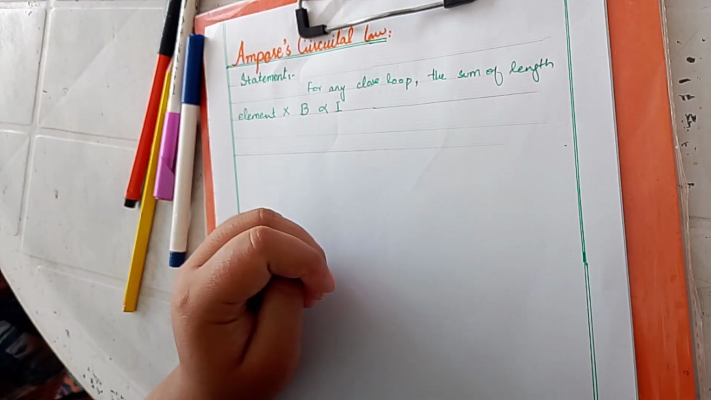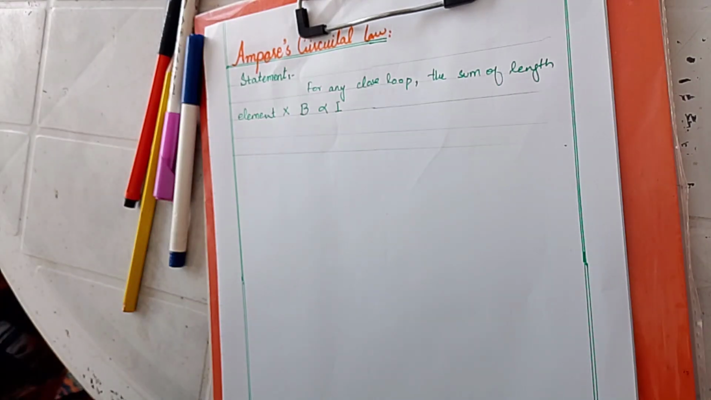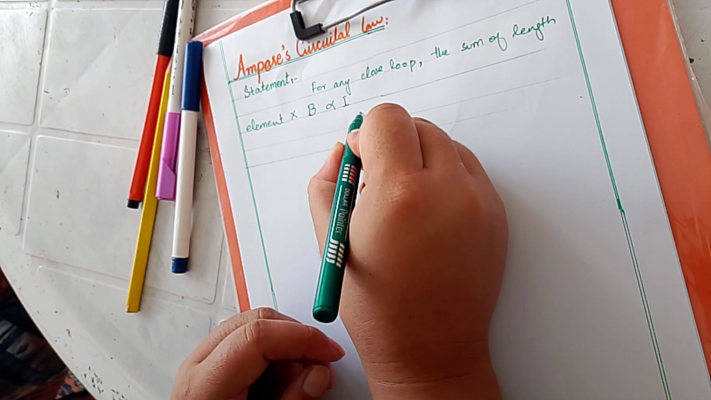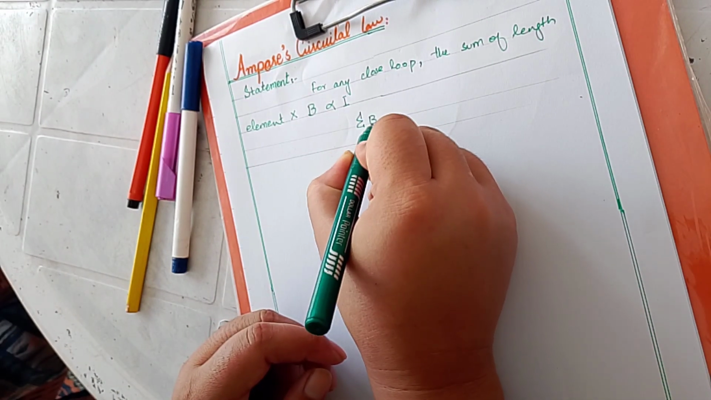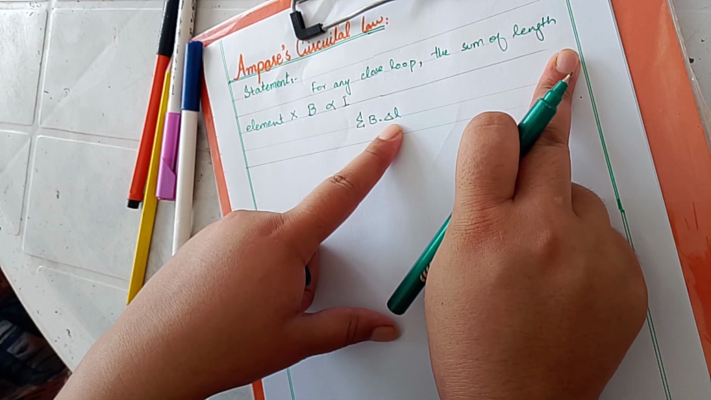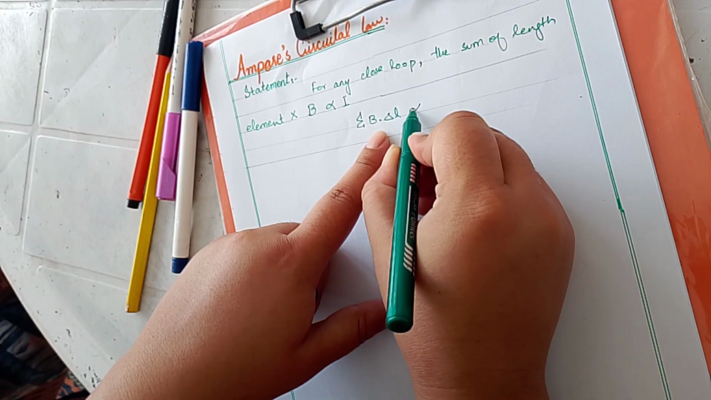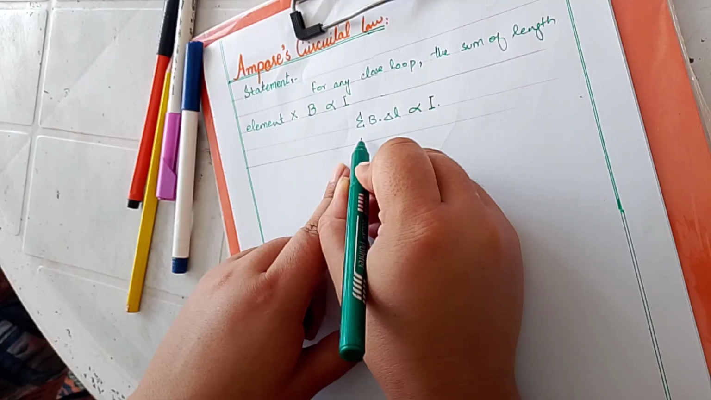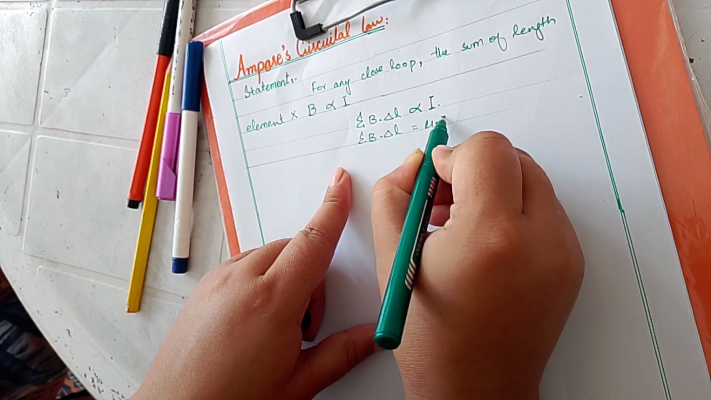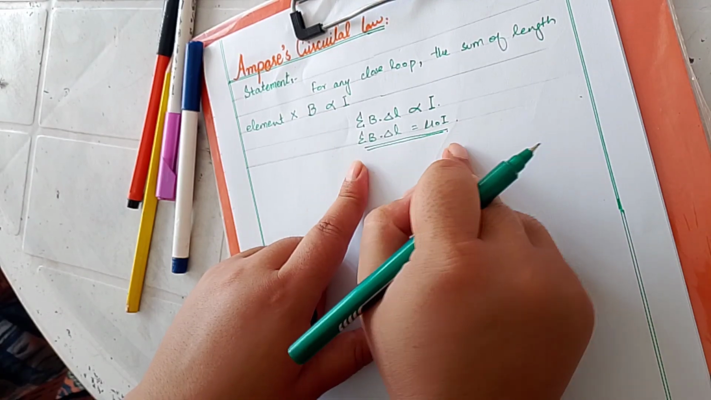Students, this is the short form of the statement I have written here, but I am repeating it. For any closed loop, the sum of length element multiplied by magnetic field will be directly proportional to the current enclosed by that path. Mathematically we can write it as summation of B dot delta L, summation of length element multiplied by magnetic field, proportional to the current. Whenever we remove the sign of proportionality, it will be mu naught I. So this is the mathematical form of Ampere's law.